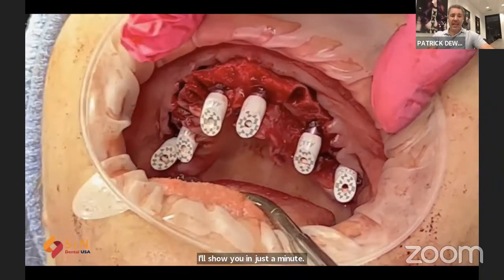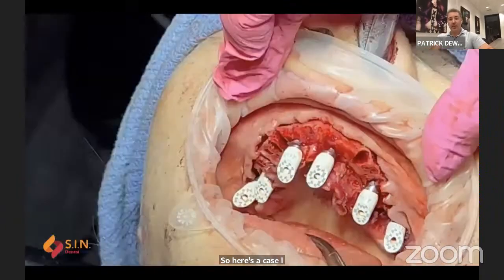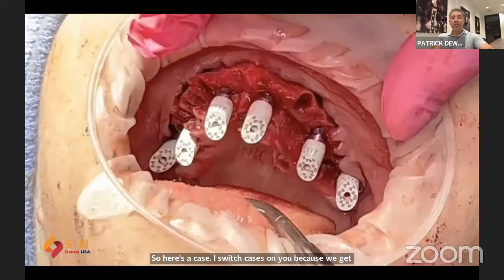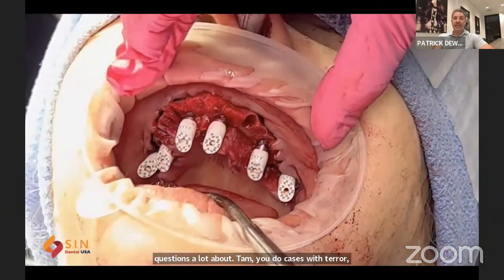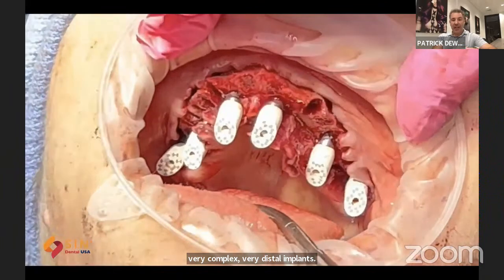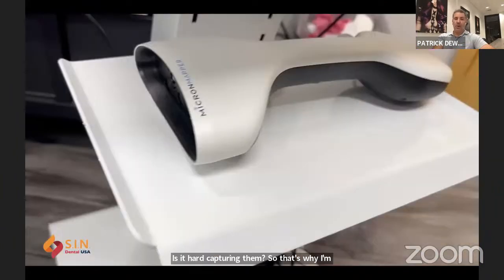So here's a case. I switch cases on you because we get questions a lot about, can you do cases with pterygoids, very complex, very distal implants? Is it hard capturing them? So that's why I'm showing you this case, because we can take the most compromised, most difficult cases and show you how simple it can be with this technology, the micron mapper.